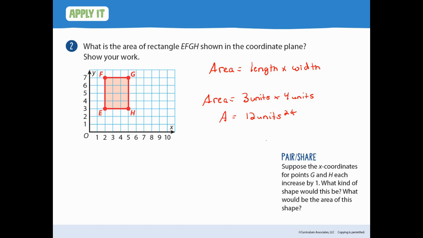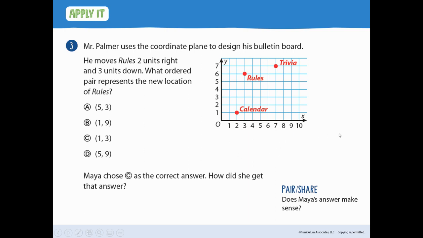The other way to check this is if you also count the inside of these boxes, there should be 12 boxes. So that's how we also know that the area, or how much room it takes up, is 12 square units. Number 3: Mr. Palmer uses the coordinate plane to design his bulletin board. He moves Rules 2 units right and 3 units down. What ordered pair represents the new location of Rules?